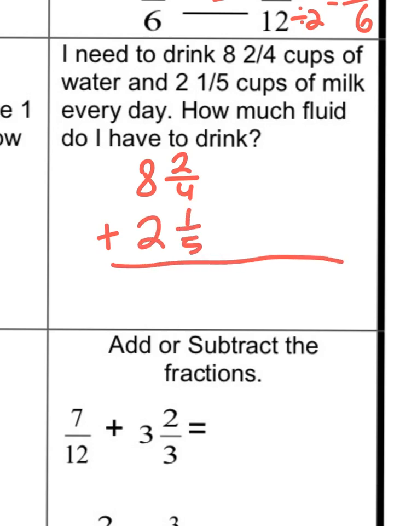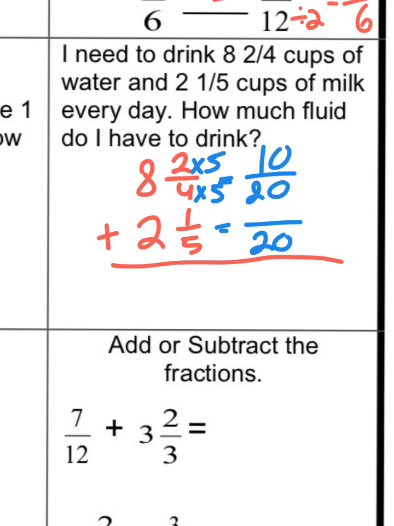Step 1, let's go and create our common denominator. So they have 20 in common. Step 2, let's multiply 4 times 5, 2 times 5, which gives us 10 20ths. This is 5 times 4, and 1 times 4, that gives us 4 20ths.